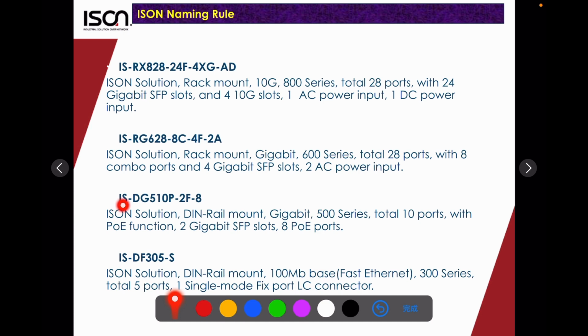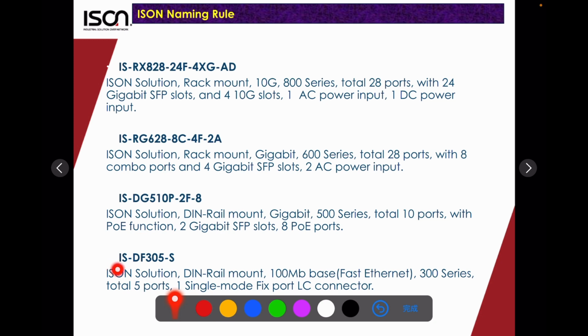Number 3, IS-DG510P-2F-8. The Isen solution, thin rail mount, gigabit 500 series with total 10 ports, with PoE function and 2 gigabit SFP slots and 8 PoE ports.